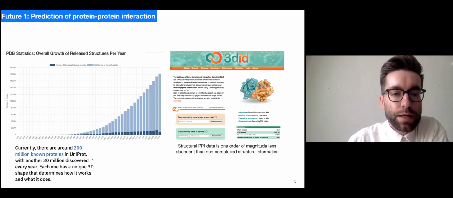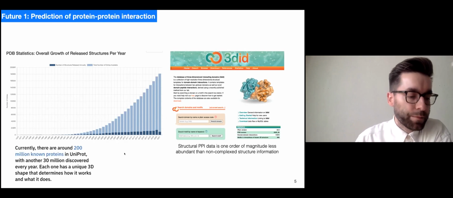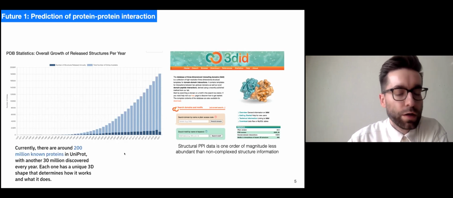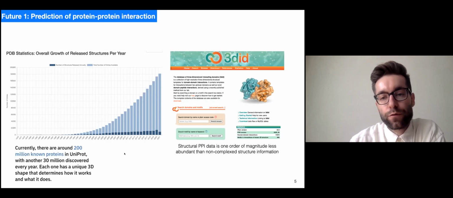And then of course, there are hundreds of millions of protein sequences that we know. Just for antibodies, there are billions of sequences that we know from the sequence, but not from the structure. So this is also something for the future to work on.